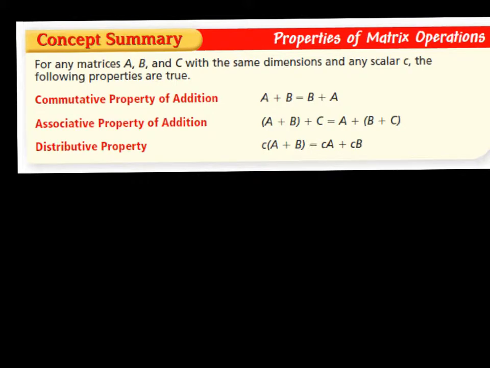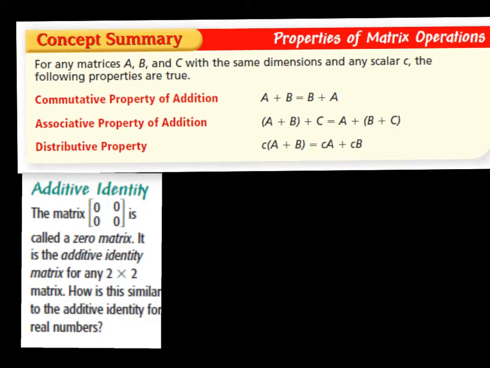For any matrices A, B, and C with the same dimensions and any scalar c, the following properties are true. The commutative property of addition is true. It doesn't matter the order we add in. The associative property of addition is true. Again, it kind of doesn't matter the order we add in. The distributive property is true for scalars. The matrix 0, 0, 0, 0 is called a zero matrix. It is the additive identity matrix for any 2 by 2 matrix. How is this similar to the additive identity for real numbers?